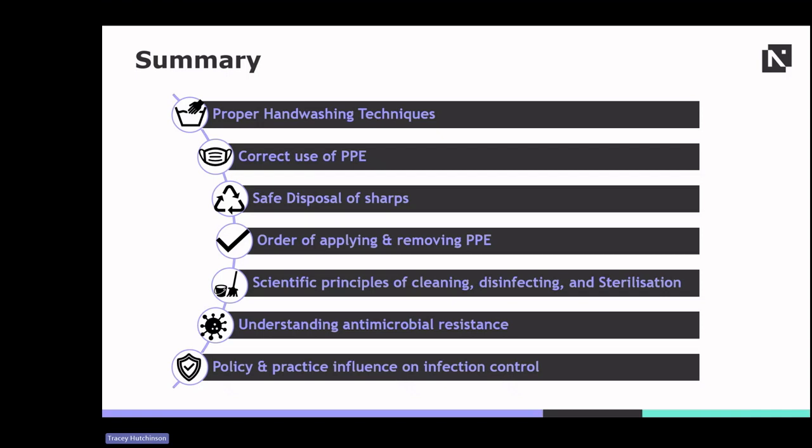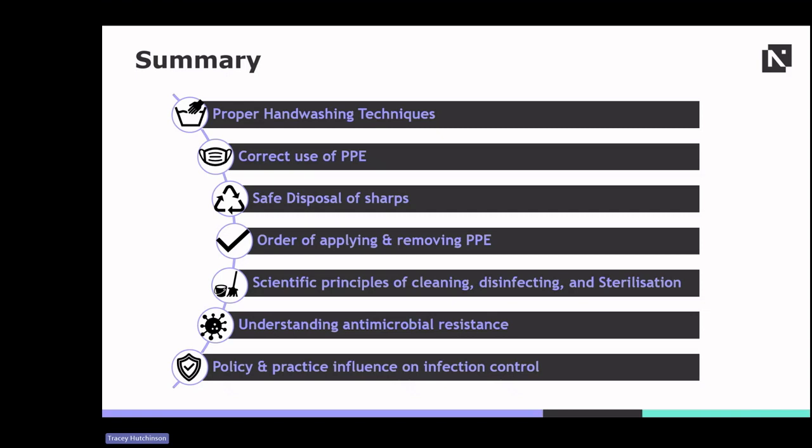Additionally, the safe disposal of sharps is crucial to prevent accidental injuries and transmission of infections. Specific practices for the correct disposal of sharps are followed to protect healthcare workers and the wider community. Knowing the correct order of applying and removing PPE is also essential to prevent cross-contamination. Proper procedures for both applying and removing PPE are followed meticulously to ensure effective infection control. Furthermore, understanding the scientific principles of cleaning, disinfecting and sterilisation is crucial for maintaining a safe and hygienic healthcare environment. Antimicrobial resistance poses a significant threat to public health, and combating it requires comprehensive strategies and global collaboration. Lastly, specific policy and legislation such as the Health and Social Care Act 2008 play a vital role in shaping infection control practices in UK hospitals.